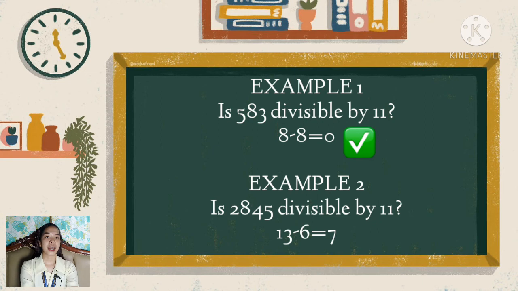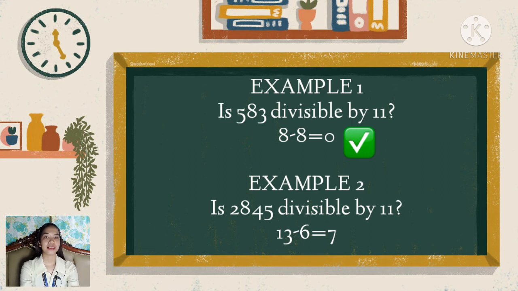So example number 2, is 2,845 divisible by 11? So we have here again a solution. So the first digit is 2, second is 8, third is 4, and the fourth digit is 5. So the odd place is 8 and 5, and the even place is 2 and 4.